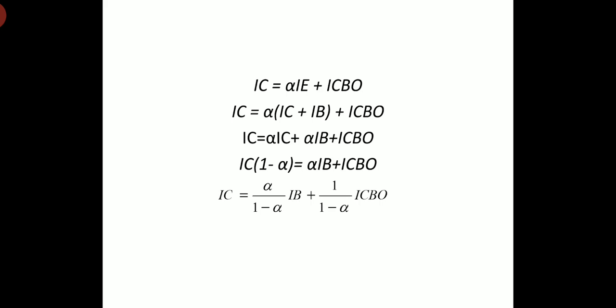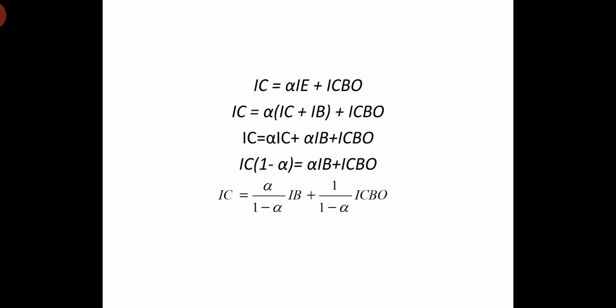So, IC equal to IC majority plus IC minority. What is IC majority? Alpha IE, as alpha equal to IC by IE. So IC majority will become alpha IE, plus IC minority, which is ICBO, the reverse current. ICBO is the collector to base current when emitter open. So IC equal to alpha into IE, where IE is IC plus IB. Therefore IC equal to alpha into IC plus IB, plus ICBO.